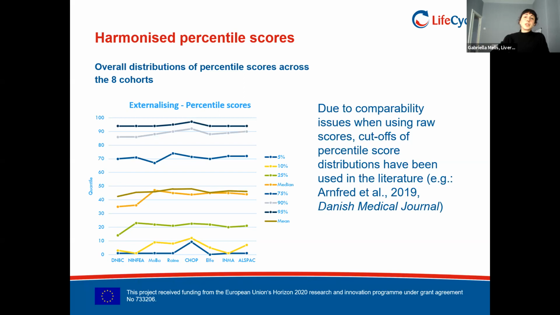So we can use percentile scores as continuous as well as dichotomous. And by choosing a cutoff of around the 90th percentile, the literature suggests that that's a good threshold to identify children that are very likely to be suffering from borderline externalizing issues.